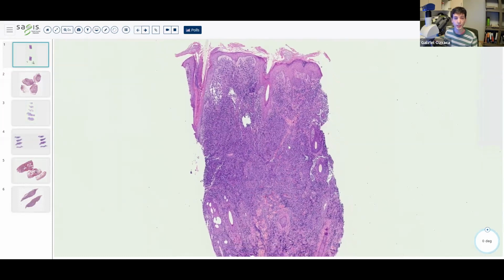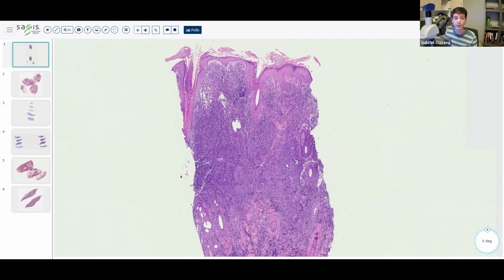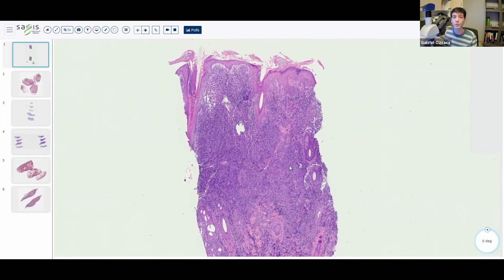All right, so this is our first case. I don't believe clinical histories were provided for these, so that makes them all the more challenging. However, I'll provide, as we're going through, what would be a classic presentation for most of these. So this first case, the most common clinical presentation would be head and neck, elder individual, most likely male. And so with that, let's dive in.